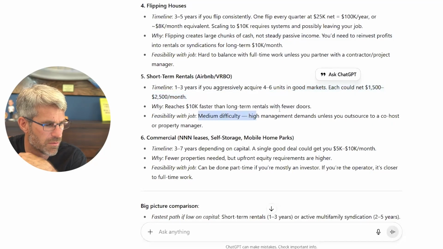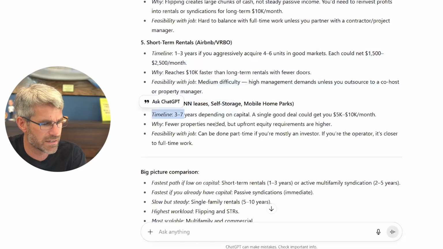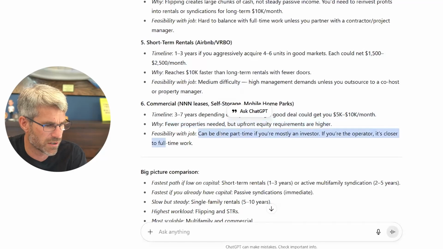Commercial, self-storage, mobile home parks, 3 to 7 years. Fewer properties needed, but upfront equity requirements are higher. The feasibility job can be done part-time if you're mostly an investor, but if you're an operator, it's closer to full-time work. So self-storage and mobile home parks sound like a little bit more work. This sounds promising here, and this sounds promising here.